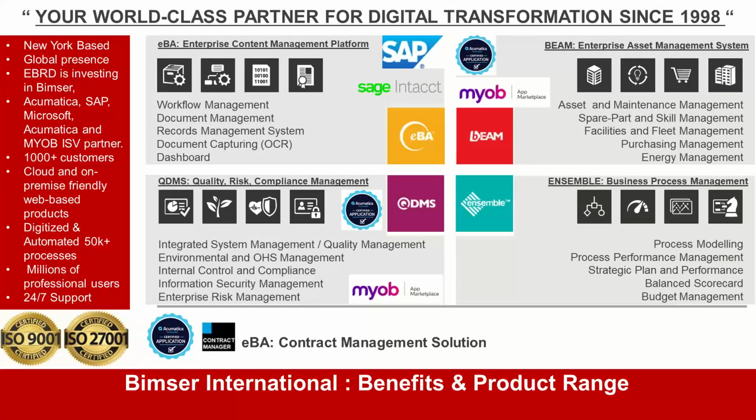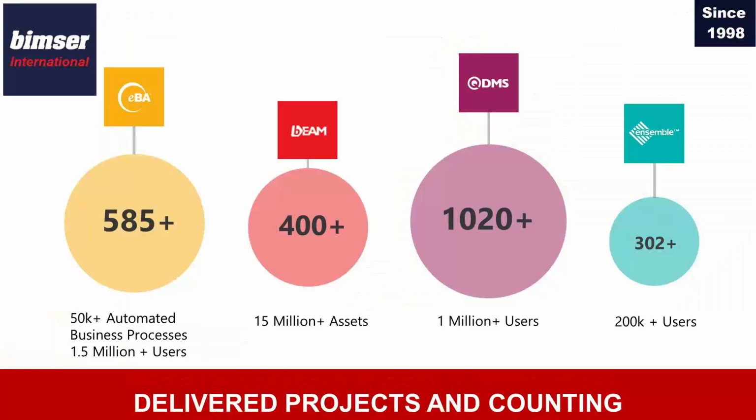Since 1998, we developed these 4 products. We are a very focused company. We are actually specialists. So we have EBA, for example, that's our workflow, document management, and records management platform. We have Beam, as we have been talking about, for asset and maintenance management. We have QDMS for quality, risk, audit, and compliance management. And finally, we have Ensemble as intelligent business process modeling and performance management.